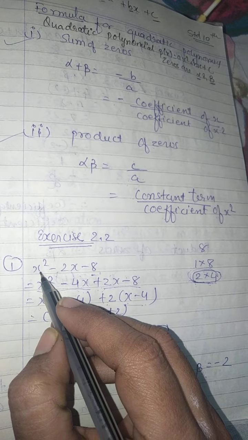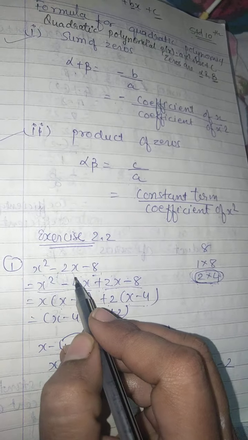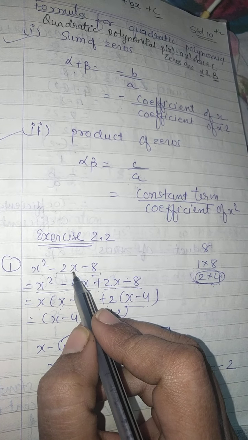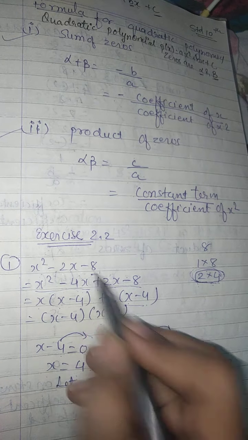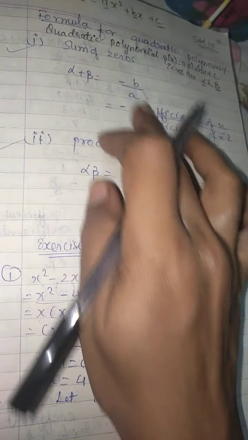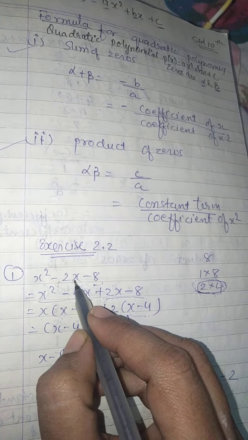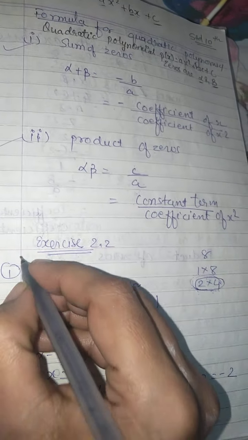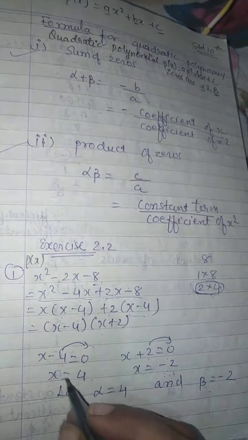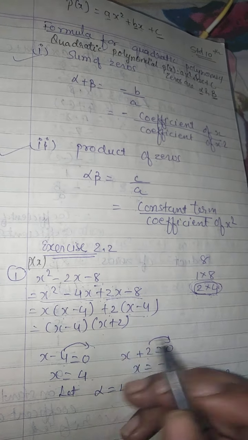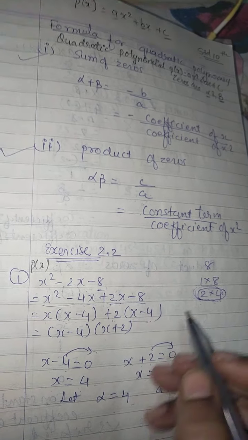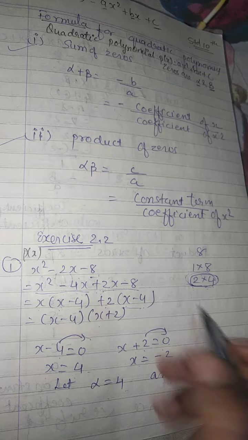Now in exercise 2.2 you are given some quadratic polynomials. First of all you need to find the zeros of each polynomial and you have to verify these formulas. Now x square minus 2x minus 8 is the first polynomial p of x. First of all let us find the zeros.